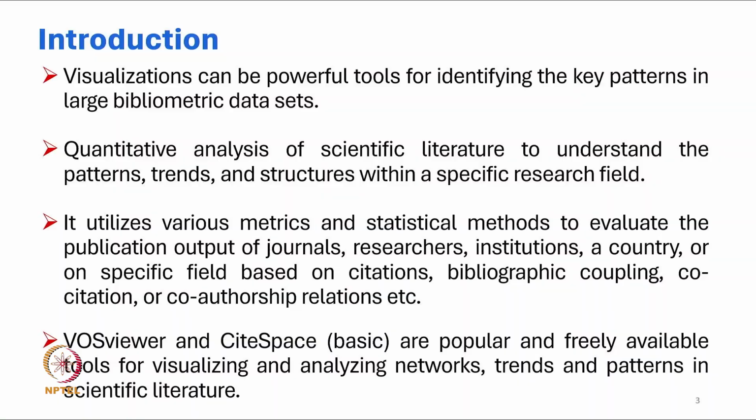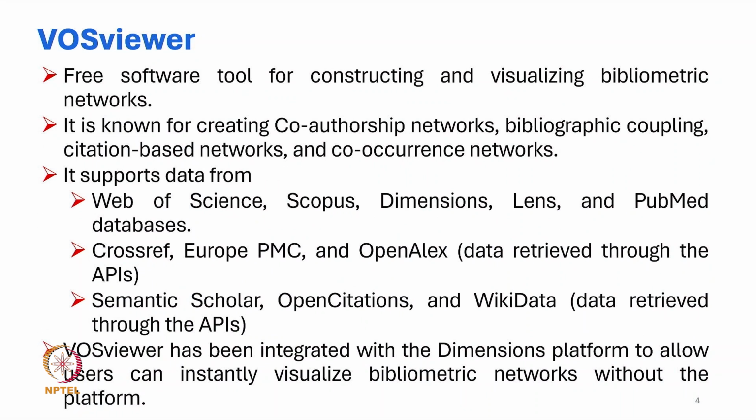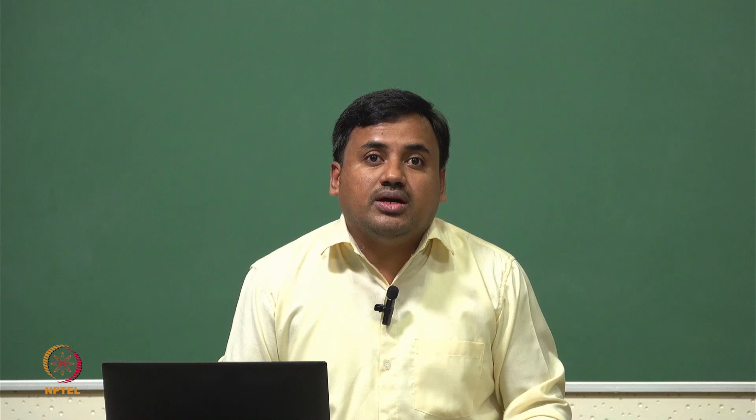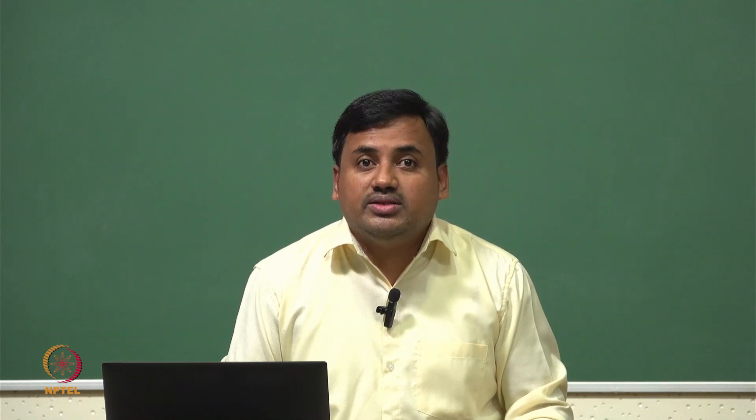There are two software tools we are going to practice in this session. One is called VOSviewer and the other is CiteSpace. Both are popular and freely available tools for visualizing and analyzing networks, trends and patterns in the scientific literature. VOSviewer is a free tool for constructing and visualizing bibliometric data, and it's known for creating co-authorship networks, bibliographic coupling, co-citation networks, and co-occurrence networks.